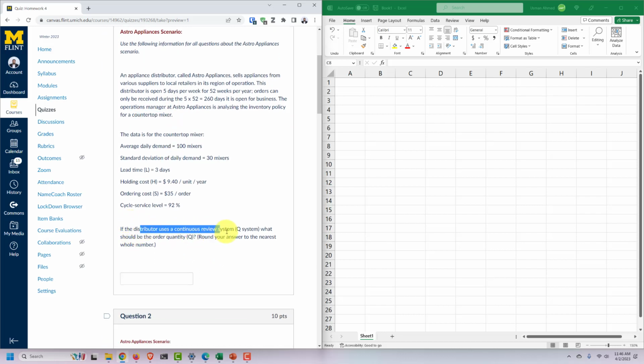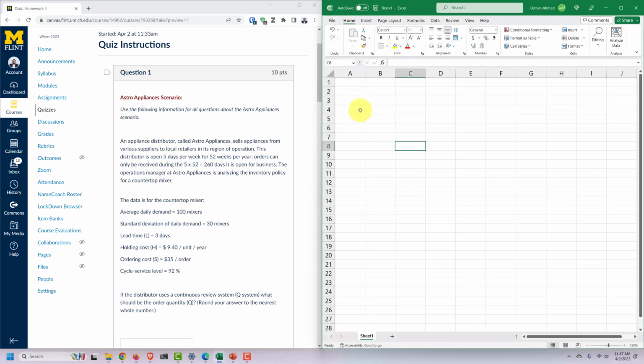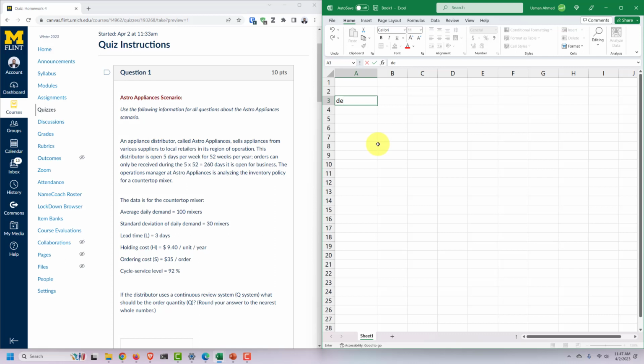Question 1 is, if we use a continuous review system, what should be the order quantity Q? That will be the order we place with our supplier or the manufacturer to give us that much quantity of the product when we are short on inventory. Okay, so we need to get the demand characteristics here. So demand d is going to be 100. That's your average daily demand, small d.